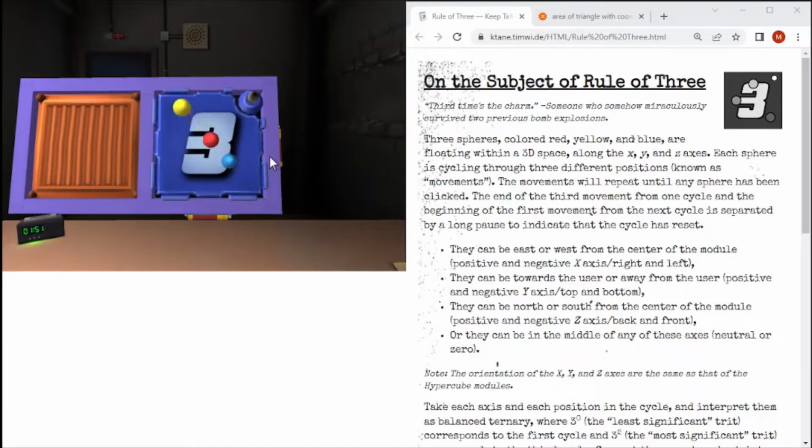So our goal is to decipher the meaning of these movements, track exactly what they are, use that information to do a calculation, and then submit the answer to that module.